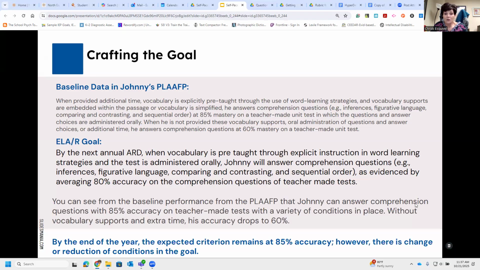Based on his baseline, we set an expected criterion of 85%. Over time, we'll adjust the conditions, gradually releasing the supports so that Johnny can demonstrate more independence while maintaining that same level of accuracy.